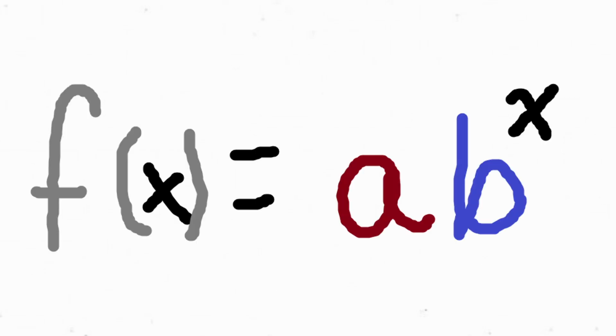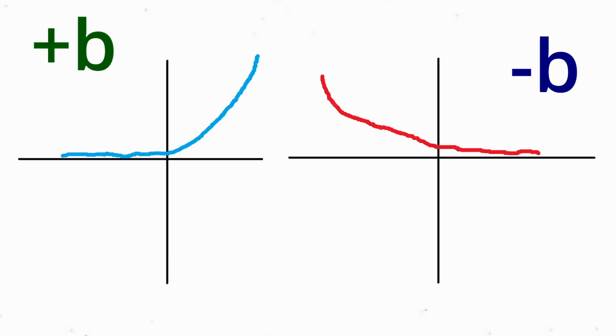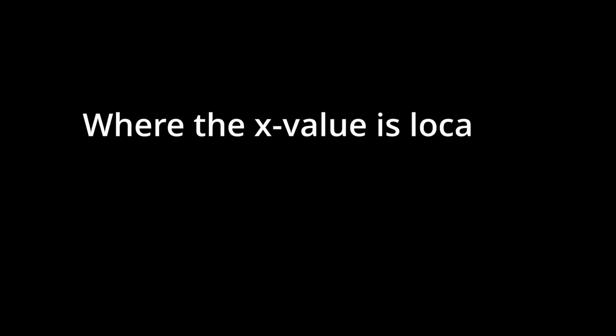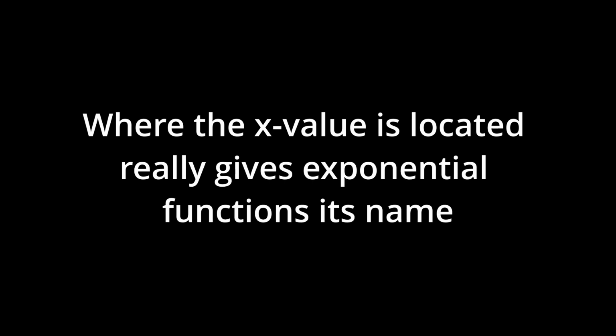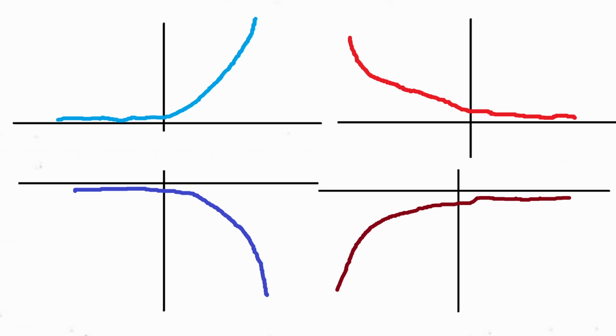Exponential functions may seem simple, but because math is never simple or straightforward, of course there are 4 core variants of exponential functions. These variants are made possible by the exponential function formula, which looks like this. The sign of the a value in front determines if the function is increasing or decreasing, and the b value determines if the function is growing or decaying. Where the x value is located really gives exponential function its name. Notice the variable is in the exponent, not the base. That's what makes it exponential. The 4 variants of exponential functions are increasing growth, increasing decay, and decreasing decay.